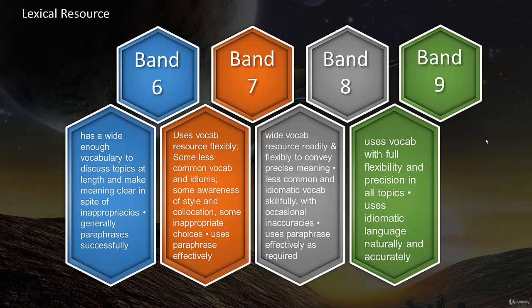Now the examiners are trained to be able to tell the differences between when somebody's band 6, 7, 8, or 9. They have very specific training to be able to recognize where you're fitting on that band scale.